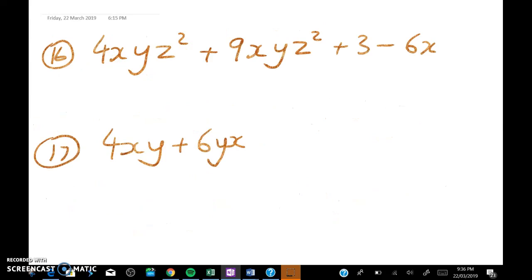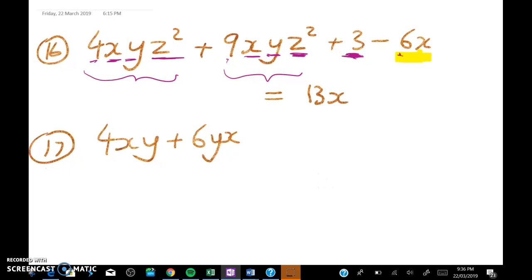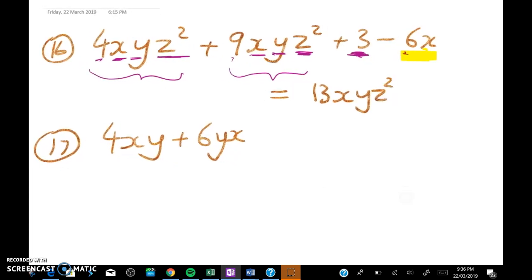Okay, now we're cranking it up a notch. Here we've got 4 lots of x, y, z times z. And here we've got 9 lots of x times y times z times z. So these are like terms. This is completely different. This is a plus 3, it's a constant. And then this is completely different again. So how can I combine this one? Well, it equals 13xyz squared. And the rest of the stuff just has to sit on the end, plus 3 minus 6x.